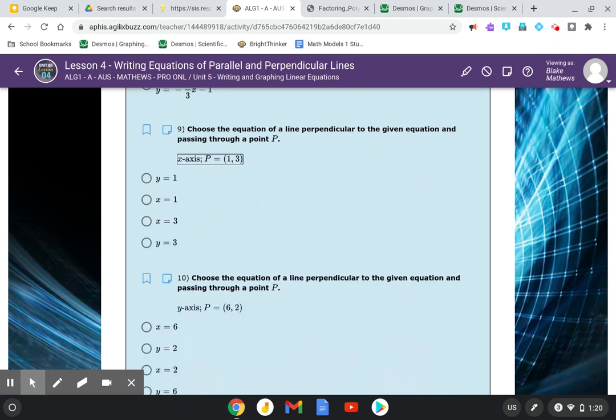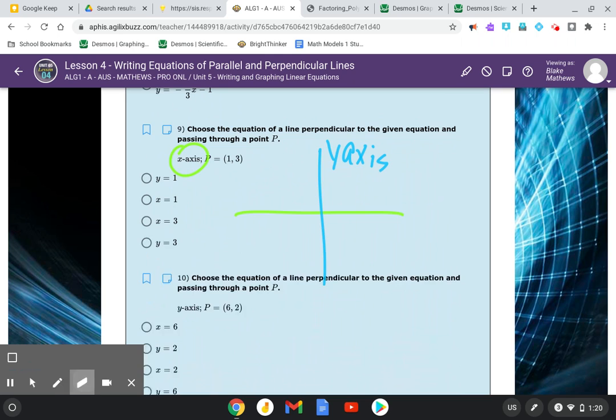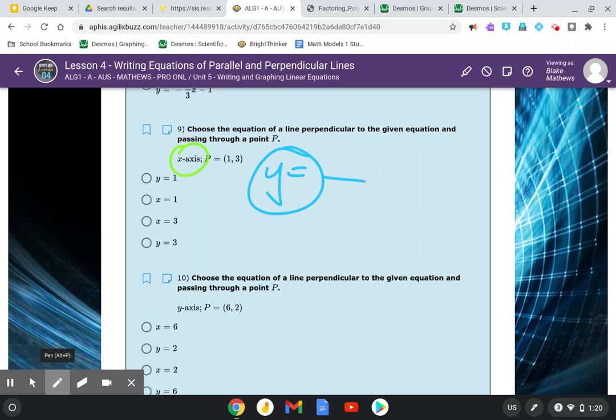If the original line is the x-axis, then the line perpendicular to that would be the y-axis. That would be a slope of undefined. So what you need to know is that if your x-axis is going to be a y equals number, you should be looking for an x equals answer. So right away, that eliminates answer choices A and B.